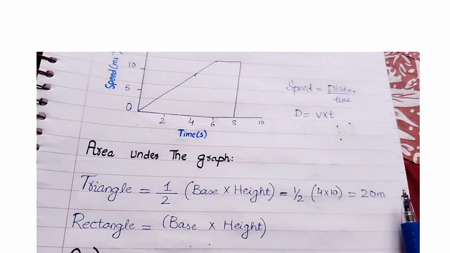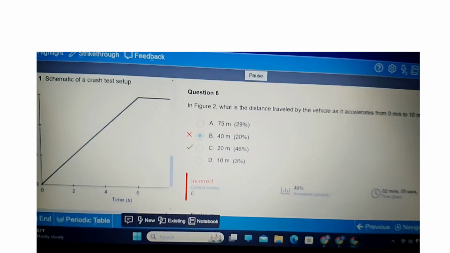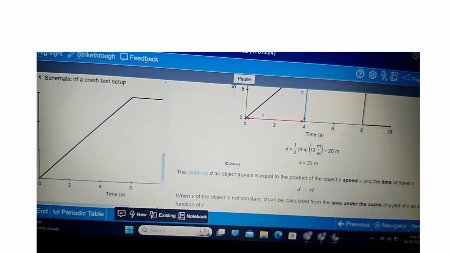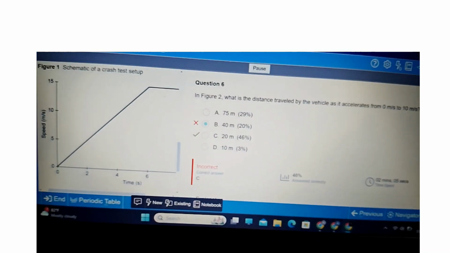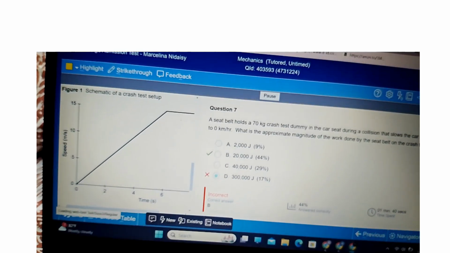So it is very simple. You can see this was 20 meter. 20 meter is the right answer. Again, if you haven't understood it, you can approach me. You can just text me on WhatsApp, and I will reply to that text.